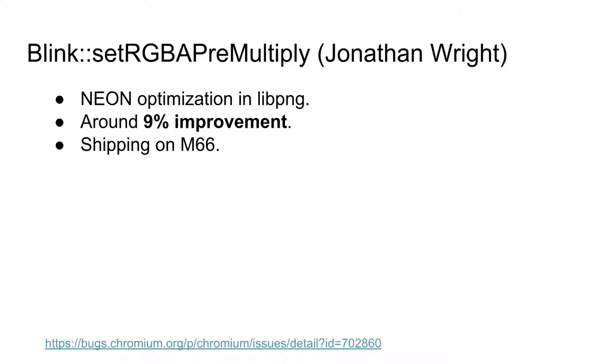And the other candidate was inside of Blink. Basically, inside of Blink, there was some pixel manipulation. There was like a prime candidate for performing optimization. And that one was optimized by Jonathan, that's here. Yeah, so.